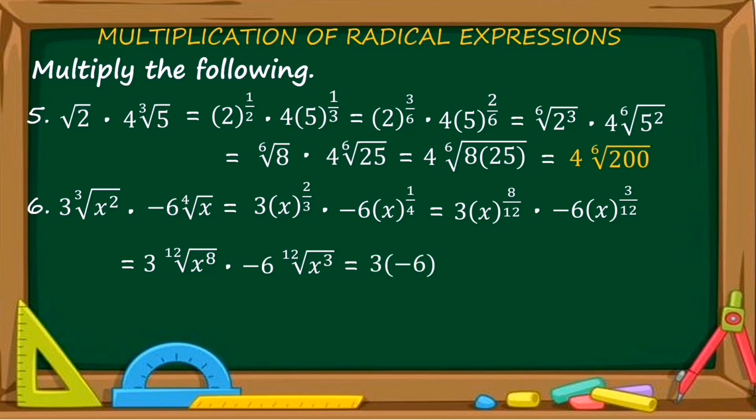That is 3 times negative 6. And then the product of the radicands, that is the 12th root of x raised to 8 times x raised to 3. 3 times negative 6 is equal to negative 18. And then the 12th root of x raised to 11, because when we get the product of x raised to 8 and x raised to 3, it will give us x raised to 11. So our final answer is negative 18, 12th root of x raised to 11.